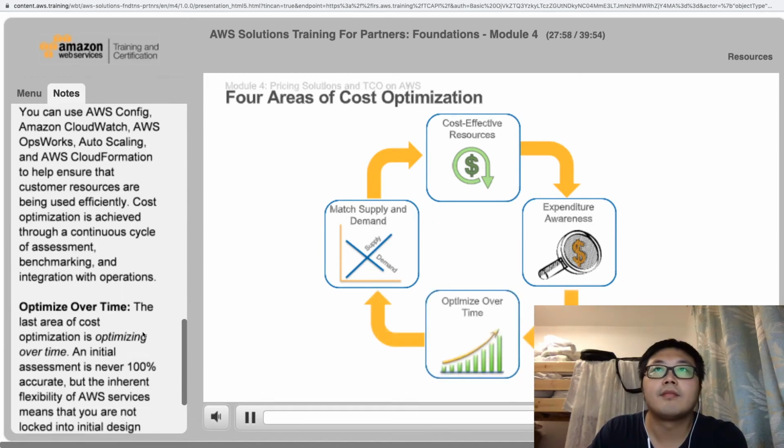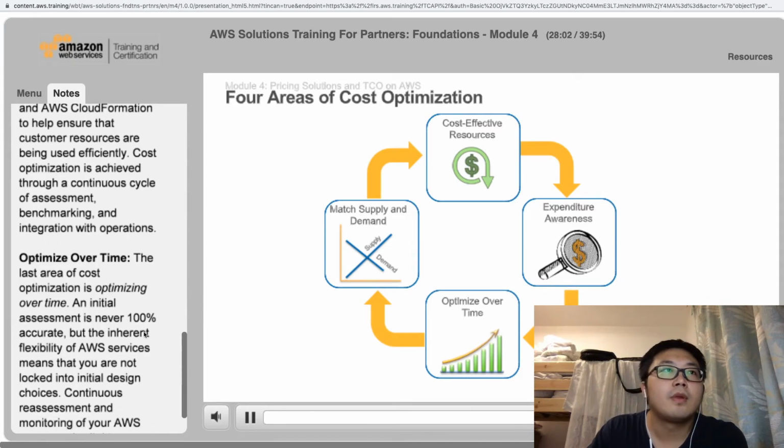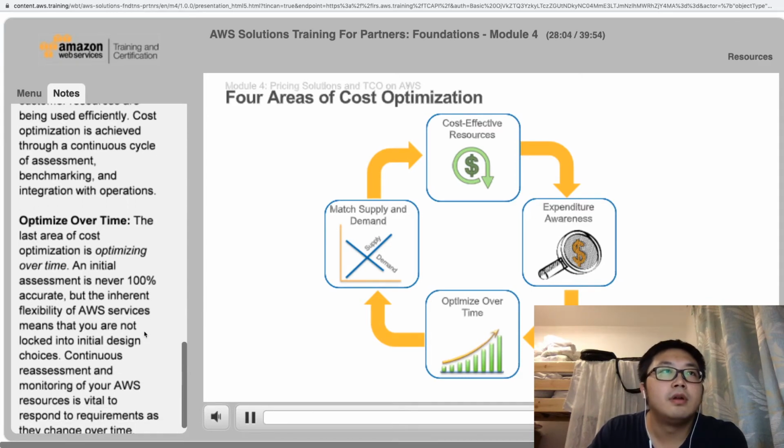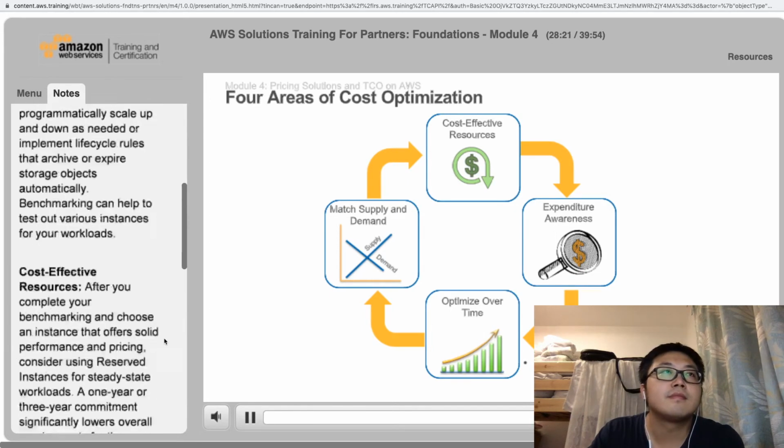Optimize over time. The last area of optimization is optimizing over time. An initial assessment is never 100% accurate, but the inherent flexibility of AWS services means that you are not locked into initial design choices. Continuous reassessment and monitoring of your AWS resources is vital to respond to requirements as they change over time.